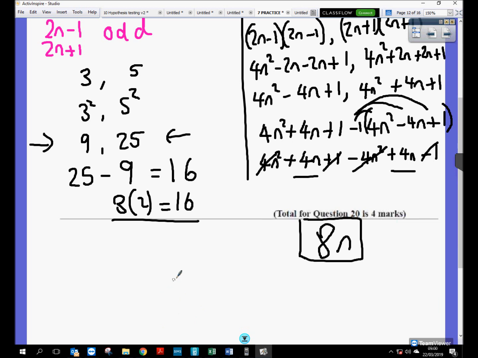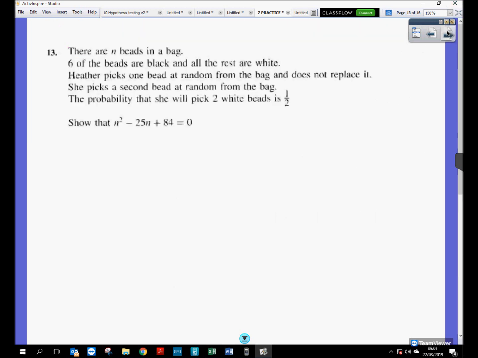If you end up with, say, 24n, in another question, and you want to show that this is a multiple of 8, you just factor out an 8 like this. So the examiner can see that there's an 8 involved in the question. That's not part of this question. But if you need to show that it's a multiple of 8, but you end up with, say, 24n, then this is what you do. Okay, next question.